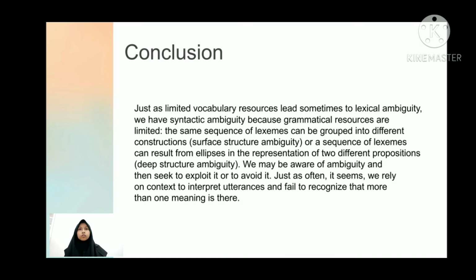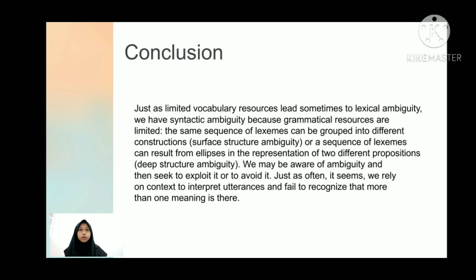So the conclusion is just as limited vocabulary research leads sometimes to lexical ambiguity, we have syntactic ambiguity because grammatical resources are limited. The same sequence of lexemes can be grouped into different constructions, or surface structure ambiguity, or a sequence of lexemes can result from ellipses in the representation of two different propositions, or deep structure ambiguity.